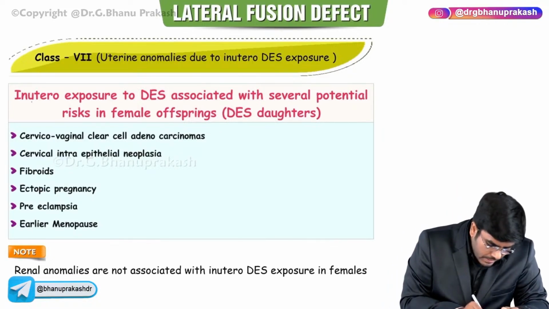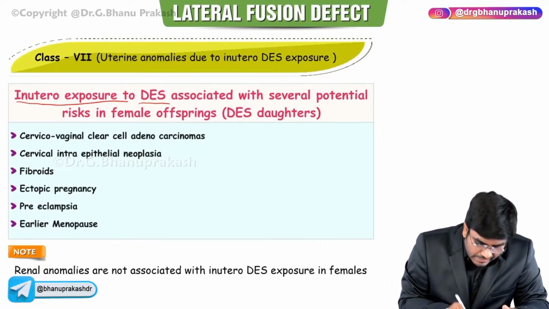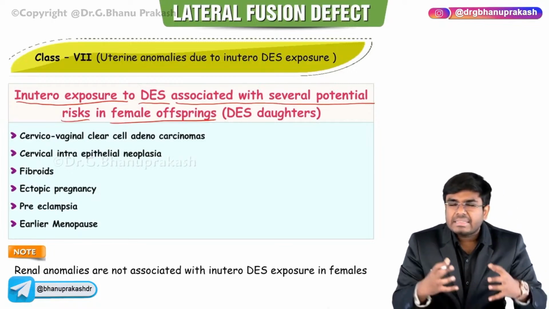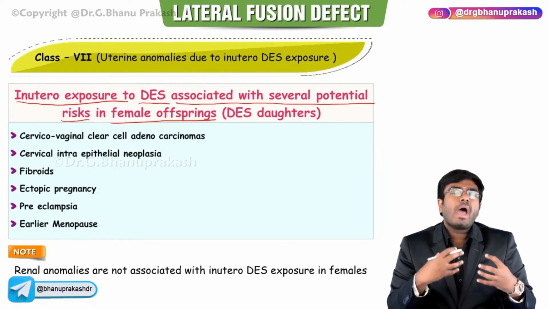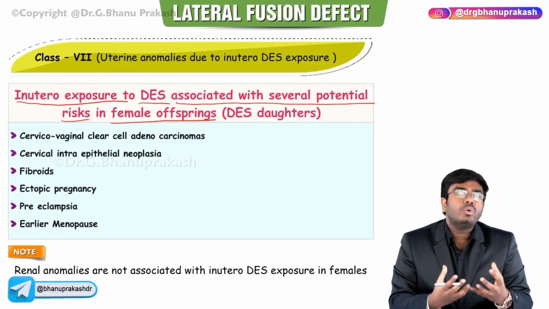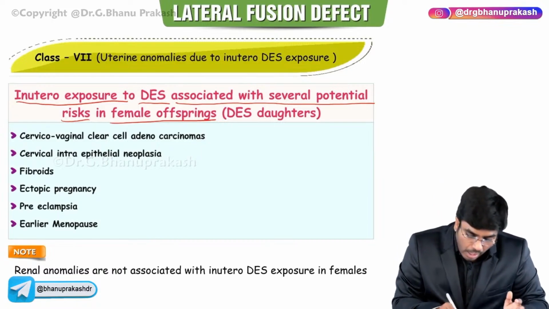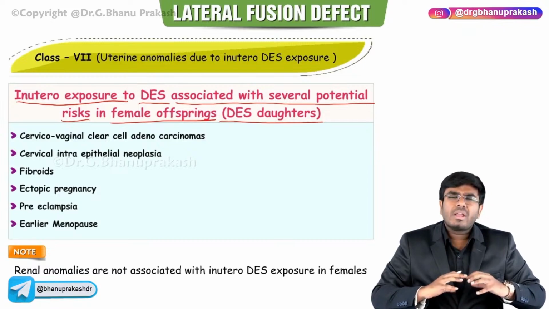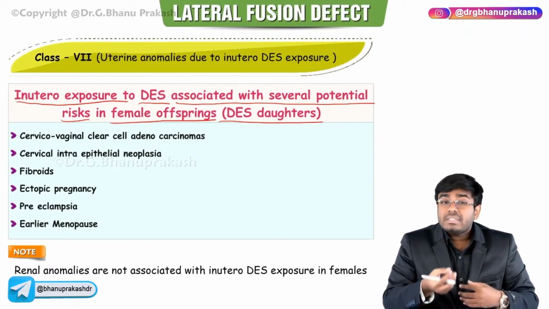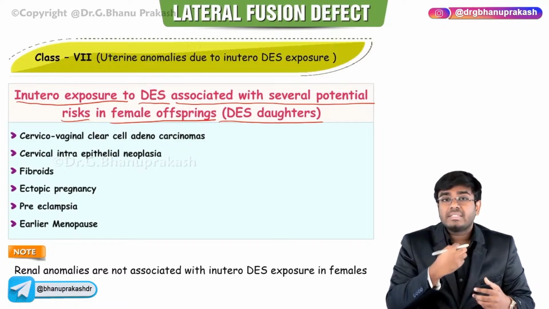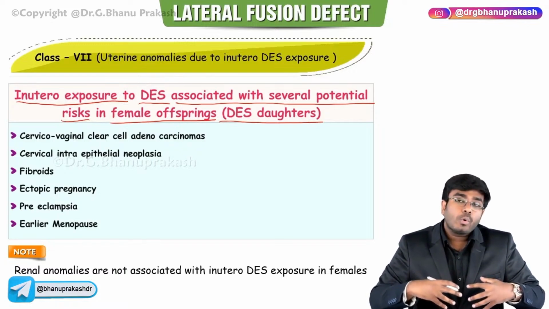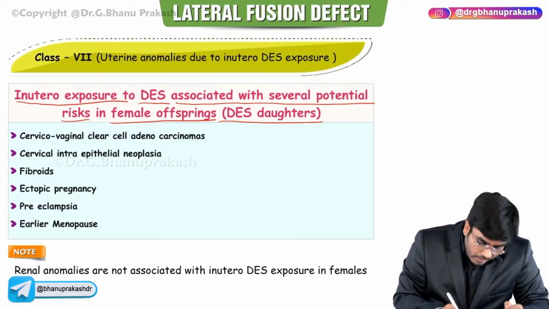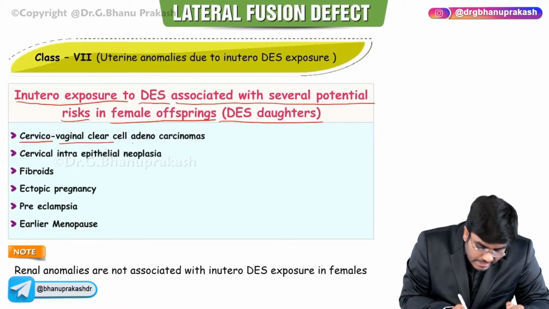Now, please concentrate. In utero exposure to diethylstilbestrol is associated with several potential risks in female offspring, and those female offspring who were exposed to diethylstilbestrol during pregnancy are known as DES daughters. These daughters don't know anything, they are just poor kids in the uterus. The mother takes diethylstilbestrol, and it acts on the growing fetus. The DES daughters can have cervico-vaginal clear cell adenocarcinoma.